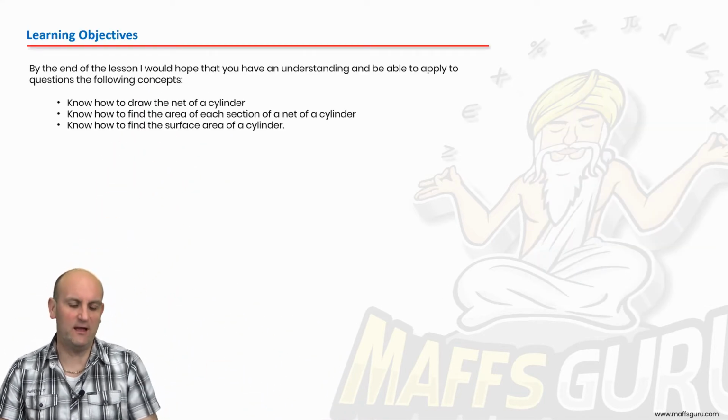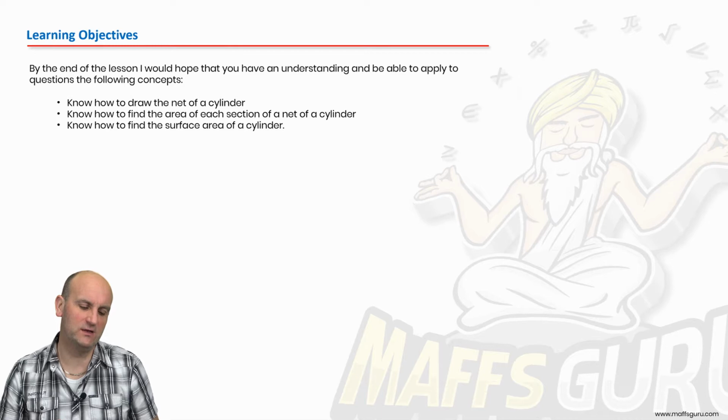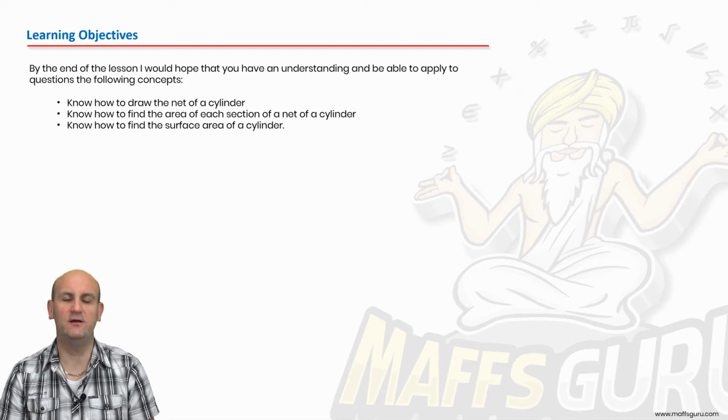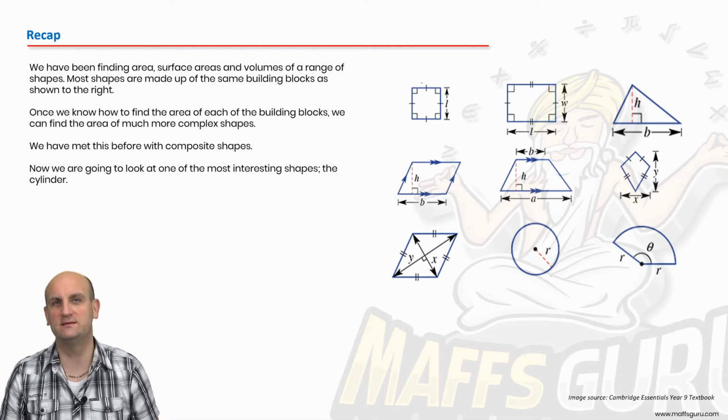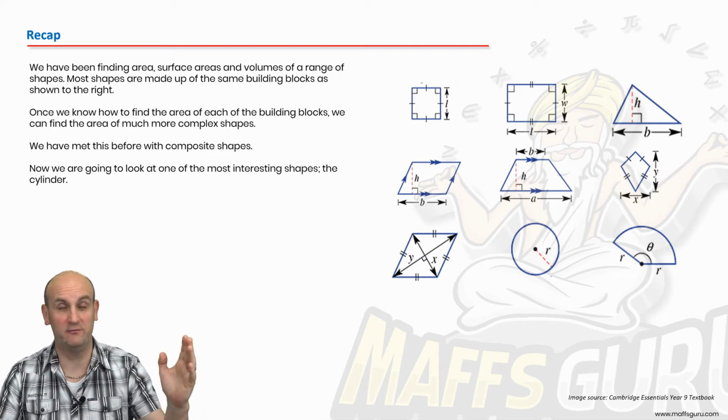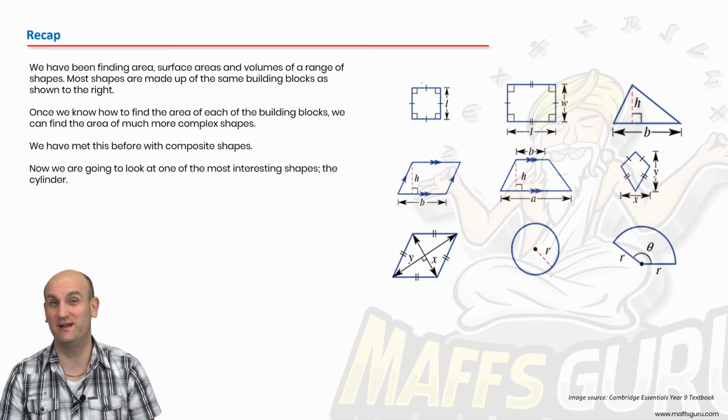Learning objectives: how we are going to draw the nets of solid cylinders. We need to make sure we know that a cylinder has a net. Know how to find the area of each section of a net of a cylinder and then find the surface area of a cylinder. I'm going to power through this because it's funky, but it's basically two circles and a rectangle. That's all you need to know: two circles and a rectangle.